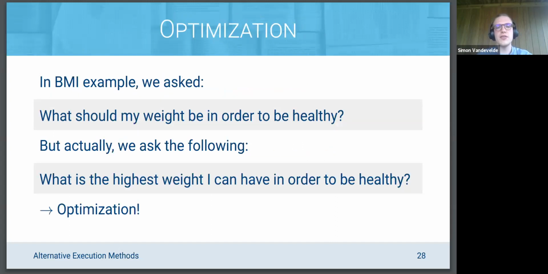Another thing that is, of course, interesting is optimization of a DMN model. In the BMI example, we asked, what should my weight be in order for me to be healthy? But actually, what we're asking is, what is the highest weight I can have in order to be healthy? And for that, we should use optimization, right?